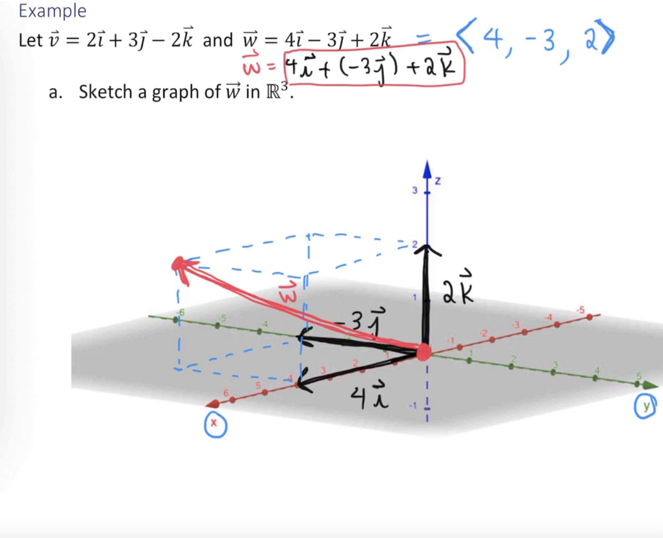And this ordered triple would be 4 in the direction of x, negative 3 in the direction of y, and 2 in the direction of k. We're going to use soft brackets for that because now we're just talking about the point. The vector itself would be represented with pointy brackets. Remember, soft brackets for the ordered triple, pointy brackets for the vector.